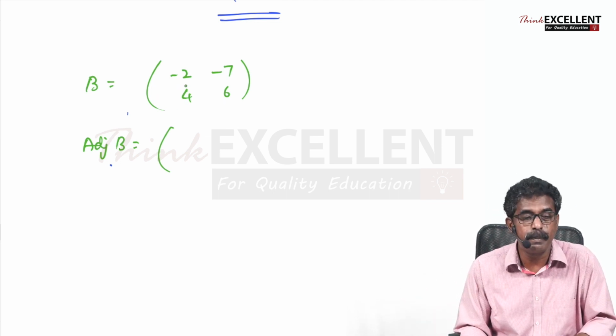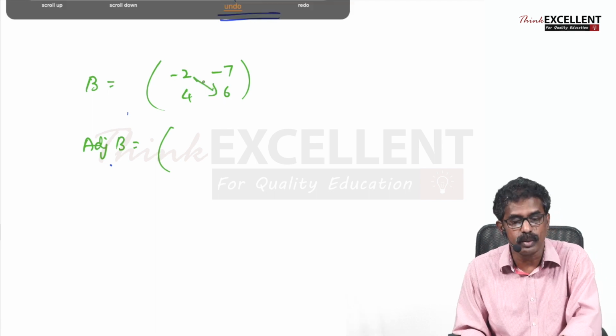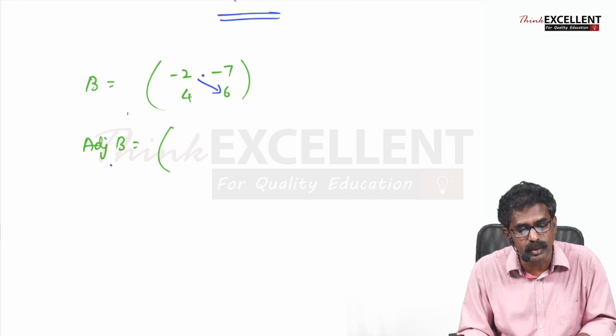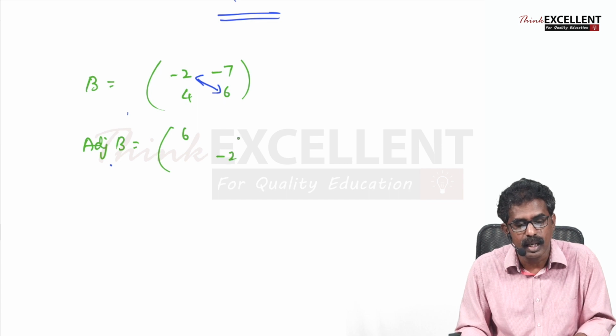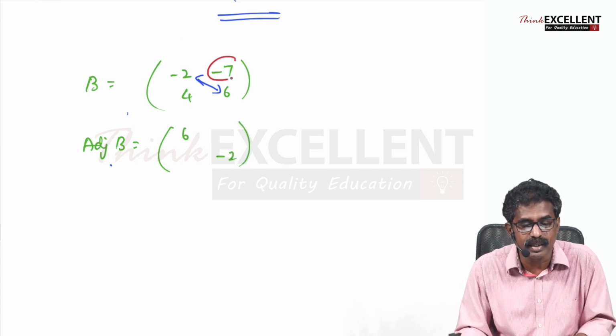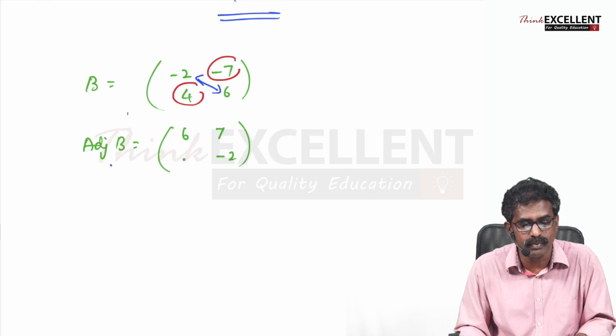Principal diagonal interchange. What's the principal diagonal? So this you have to interchange. So minus 2, 6. You write 6 here and minus 2. Other two elements, you change the sign. What are the other two elements? Minus 7, you write it as plus 7, and 4, you write it as what? Minus 4. Are you able to understand?